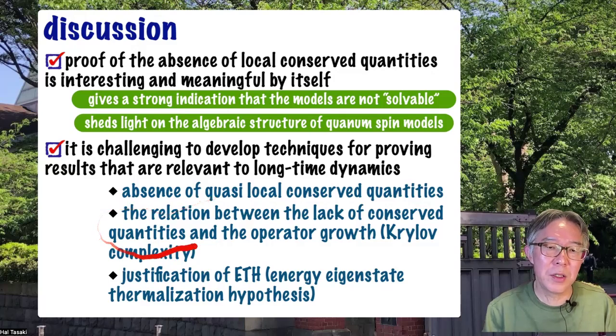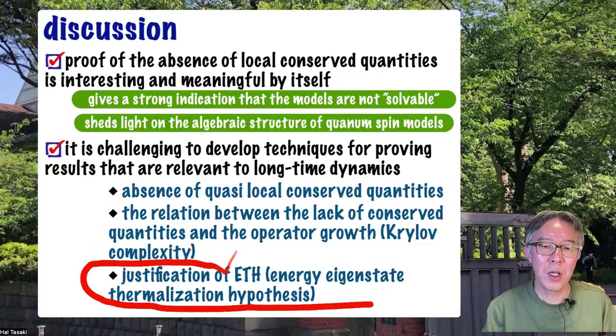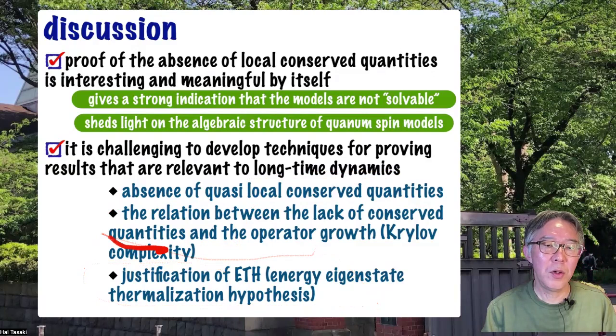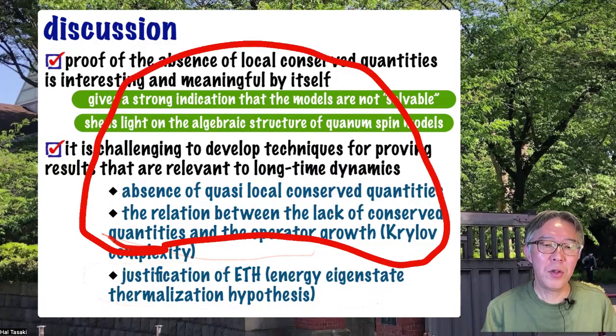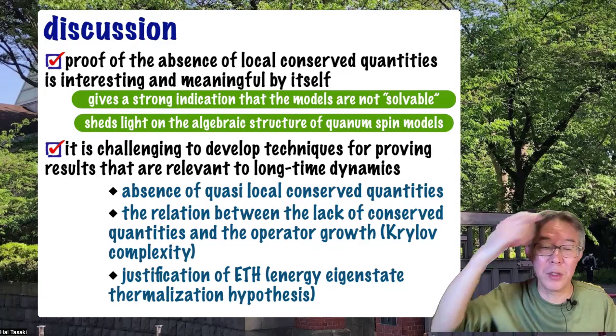A much more exciting direction is to look for the relation between the lack of conserved quantities and something called operator growth or the Krylov complexity. This is more directly related to the long-time dynamics of spin systems. And a more ambitious goal is to, in some sense, justify the energy eigenstate thermalization hypothesis. But this is much more difficult because all these results dealt only with the operator algebra of the system. We didn't look at the states or the Hilbert space.